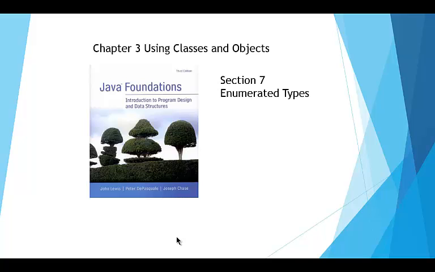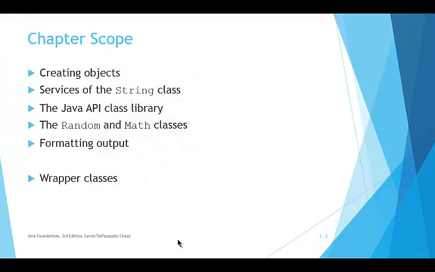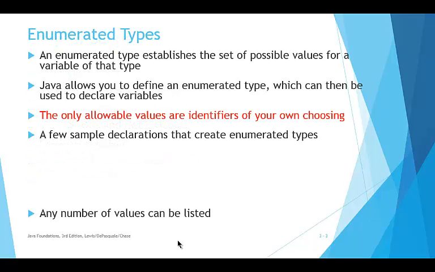This presentation covers Chapter 3, Section 7 on enumerated types. Enumerated types are a powerful programming tool that I would like you to become comfortable with as soon as possible. Enumerated types allow the programmer to specify the acceptable range of values for a new type that they create. We set the established values for a particular type.